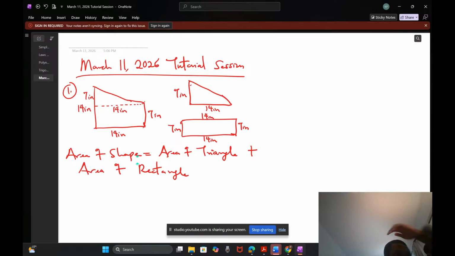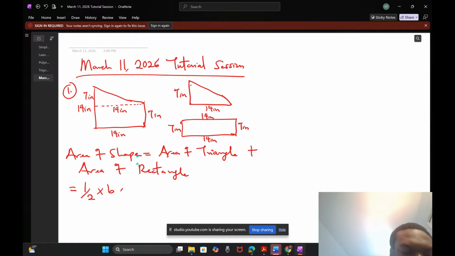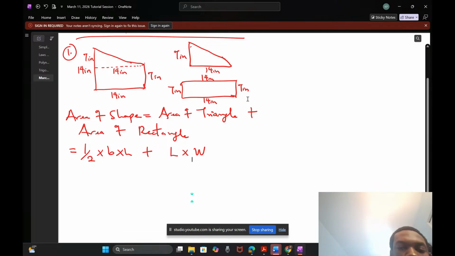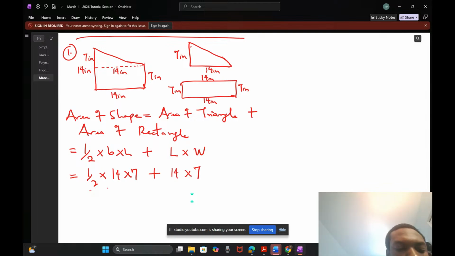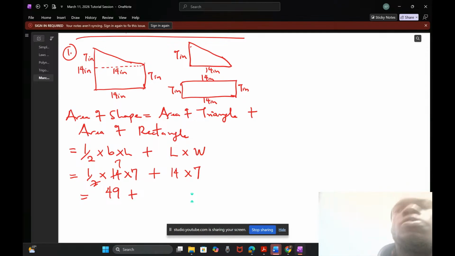So in this case, if we want to find the area of the shape, the area of a triangle is equal to 1 over 2 times base times height, plus the area of a rectangle, which is length times width, or length times breadth. The base in the triangle is 14. So that's 1 over 2 times 14 times 7, plus length times width, which is 14 times 7. 14 divided by 2 will give us 7, right? 7 times 7 will give us 49. 49 plus, then we have 14 times 7.